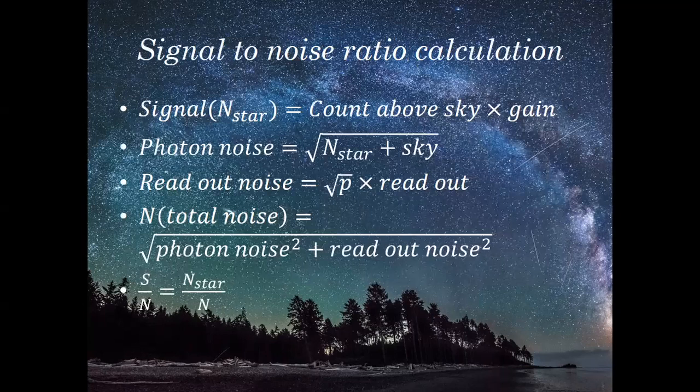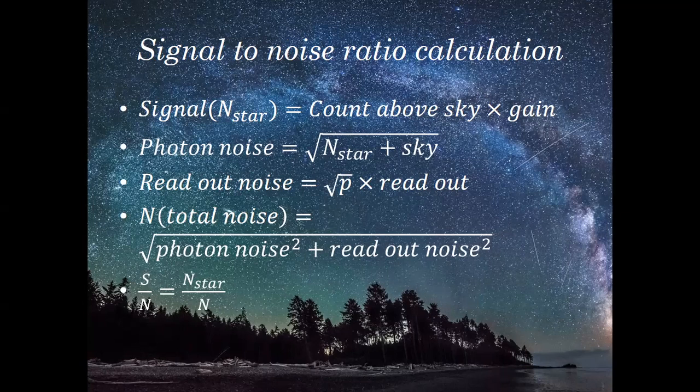Now, how to calculate signal to noise ratio? The last step in the entire discussion is the noise calculation. When you want to calculate the signal to noise ratio, first you need to calculate the signal. Signal is the contribution of the star itself, the pixels of the star itself. How will you calculate the signal? We define it by N star, that is the counts above the sky, or the counts contributed by your image, times the gain.